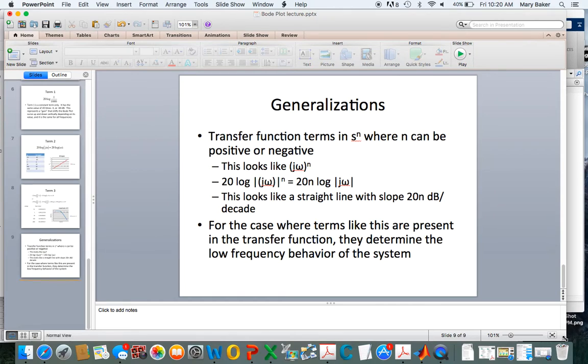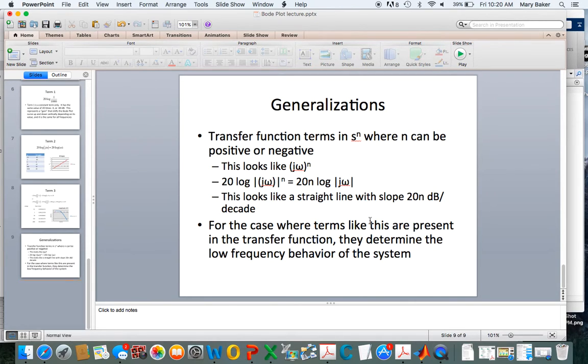So the first term that we want to look at is just a simple term like s to the n. Now if we substitute j omega for s, then you basically see that instead of s to the n, you have j omega to the n. And now if we take 20 times the log of that, which is what we're going to do if we're doing a magnitude plot, that'll be 20n times the log of the magnitude of j omega. Now this is very much like the previous example where we had 20 log of absolute value of j omega, which was just log of omega. And it basically ended up giving us a straight line plot with a slope of 20 dB per decade. The only difference here is that we'll have a slope of 20n dB per decade.